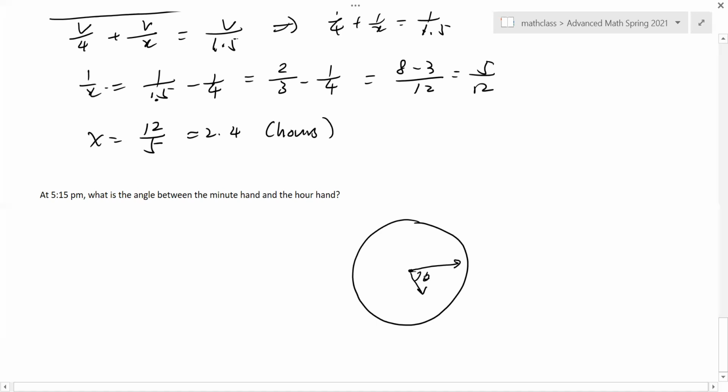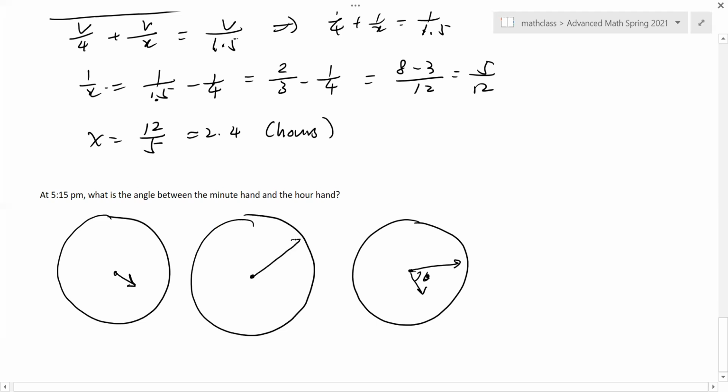Okay, how do you find this angle? Think about that. This is a picture. This is our hand, right? This is a picture only for the minute hand.